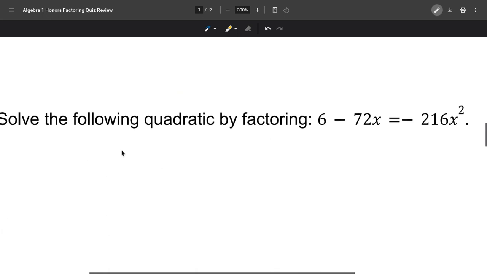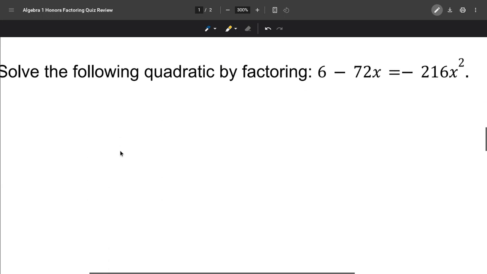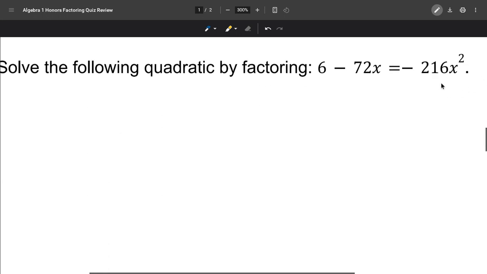All right, solve the following quadratic by factoring. Okay, I want to get one side equal to 0. So if I add 216x squared, that'll give me a positive coefficient in front of x squared, which I like. So we'll do that to both sides. And I'm going to shift this over to the left.